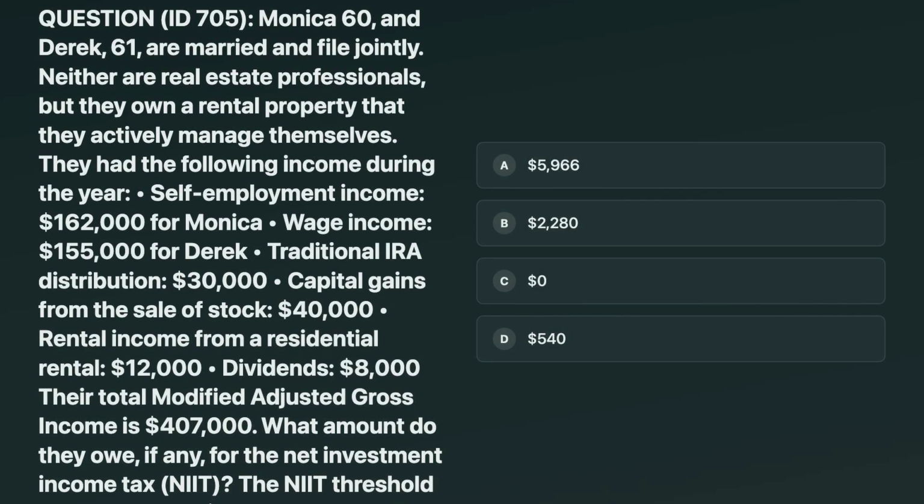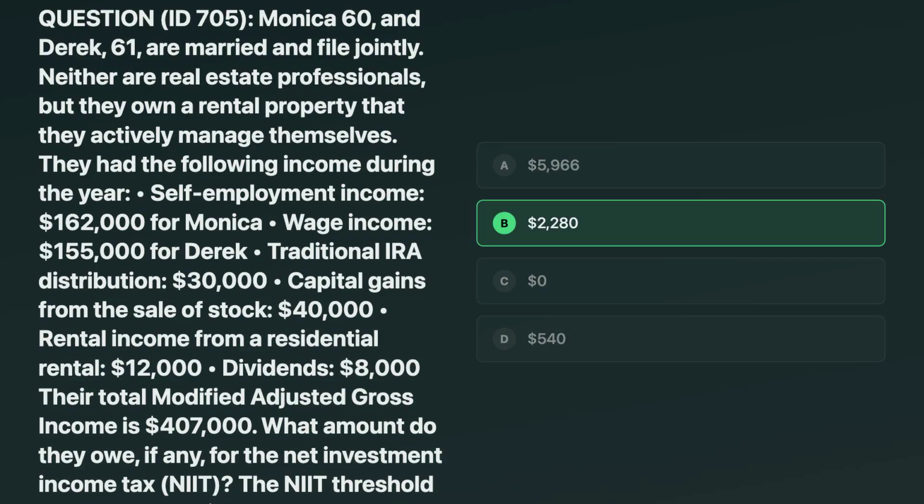Monica and Derek are married filing jointly. They have self-employment income, wages, an IRA distribution, capital gains, rental income they actively manage, and dividends. Their modified AGI is $407,000, and the NIIT threshold for joint filers is $250,000. How much net investment income tax do they owe? The choices range from 0 to several thousand. Think about it.